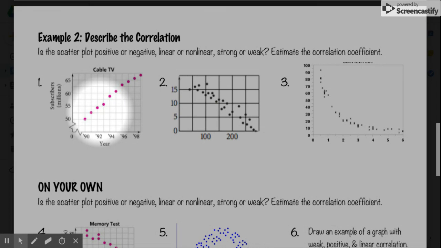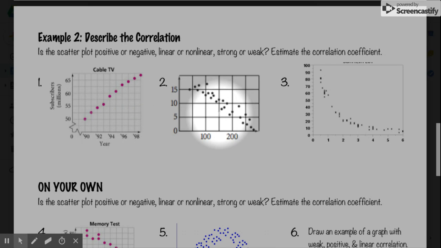And then the correlation coefficient. Because it's positive, it has to be a positive number. Because there is some type of correlation, it can't be 0, so it's going to be somewhere above 0 up to 1. If it's really, really strong, which this one is, it would be closer to 1. Because it's not a perfect straight line, it can't be exactly 1. So I would say maybe 0.9, anywhere close to that would be correct. It's an estimation. You're not going to know the exact number. It's just getting close to it.